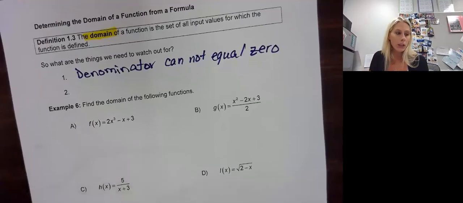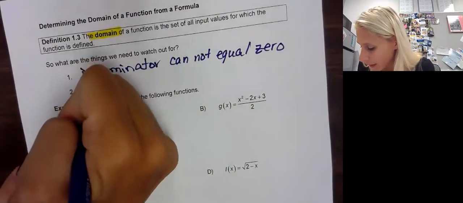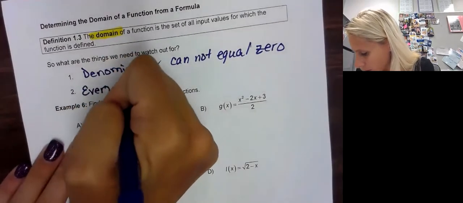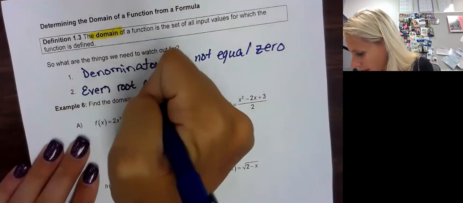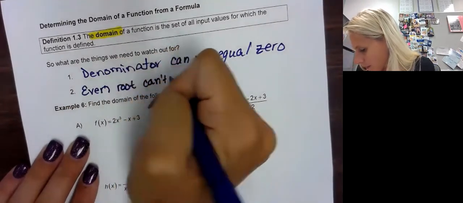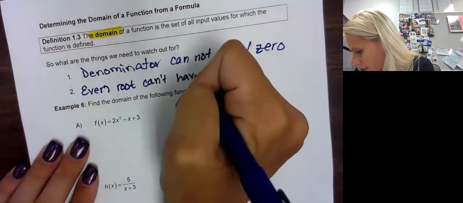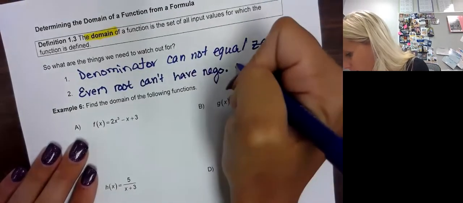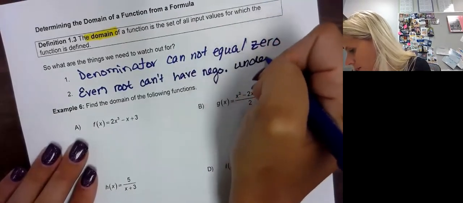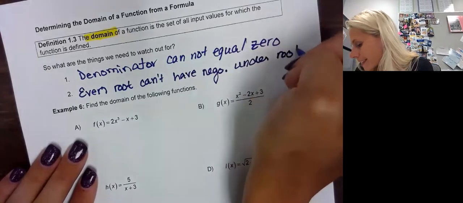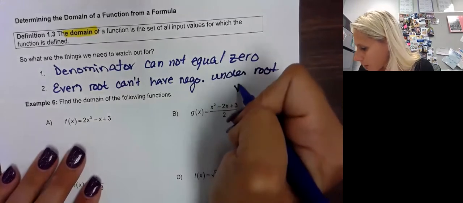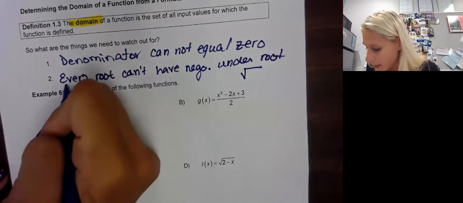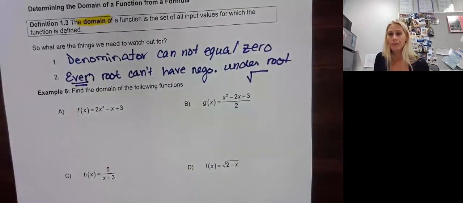The other thing we need to watch out for are even roots. Even roots can't have negatives under the root. Okay, so the biggest example is our square root, right? We cannot take the square root of a negative number, okay? But that only happens with even roots. So if it's odd, we're okay.